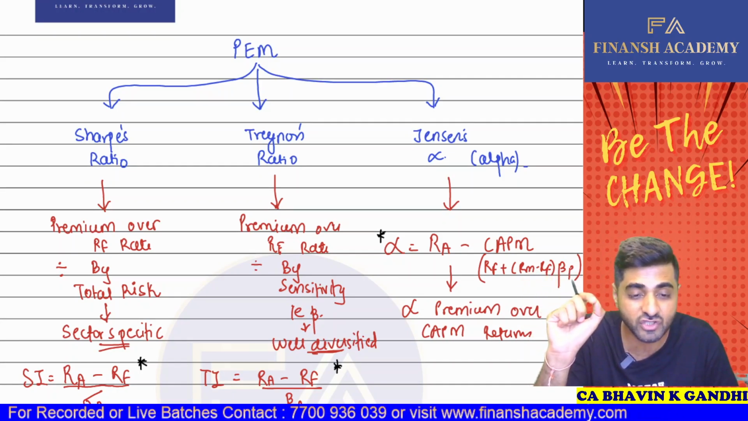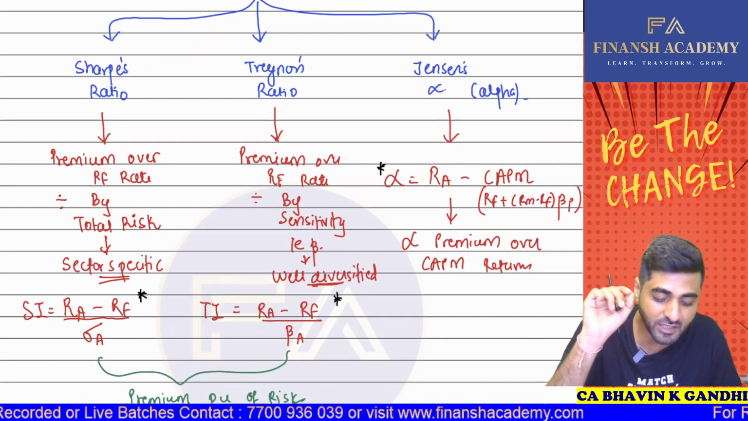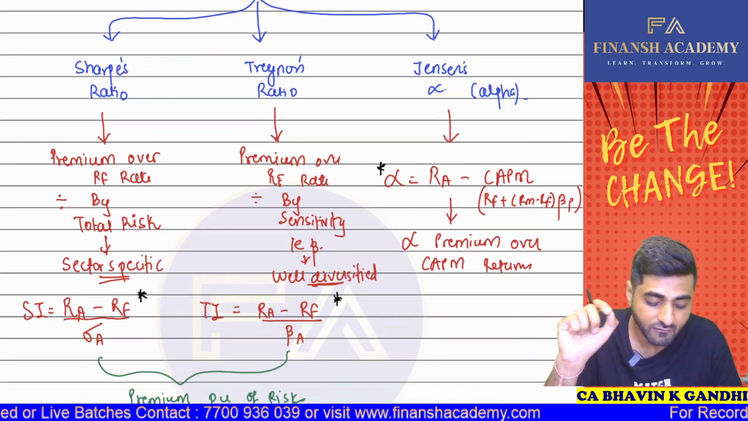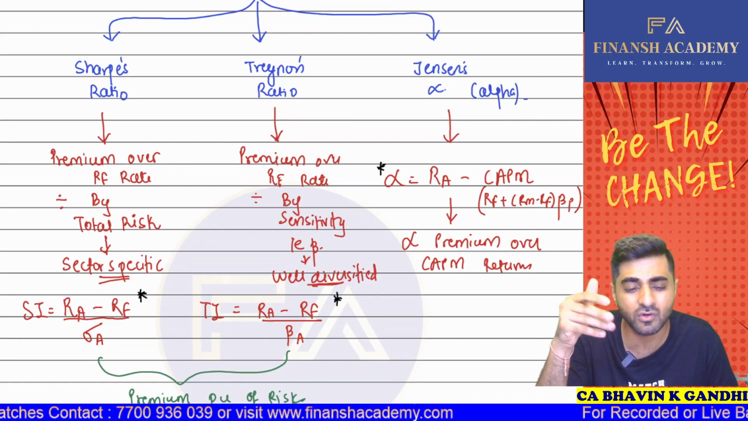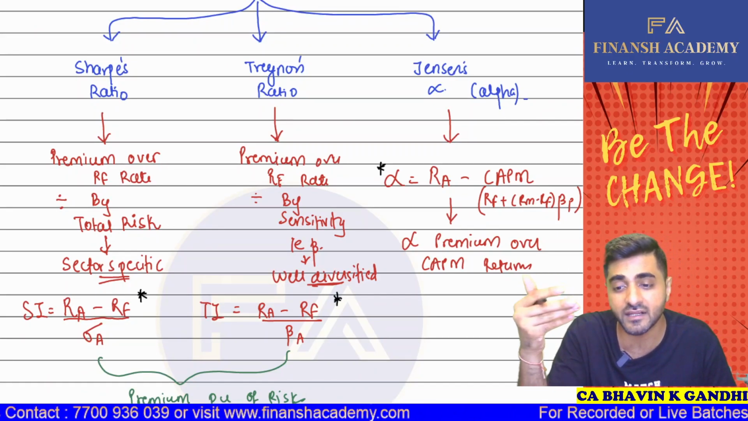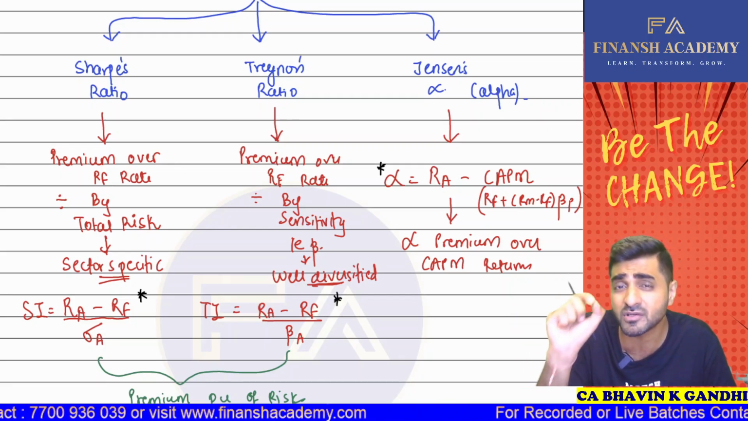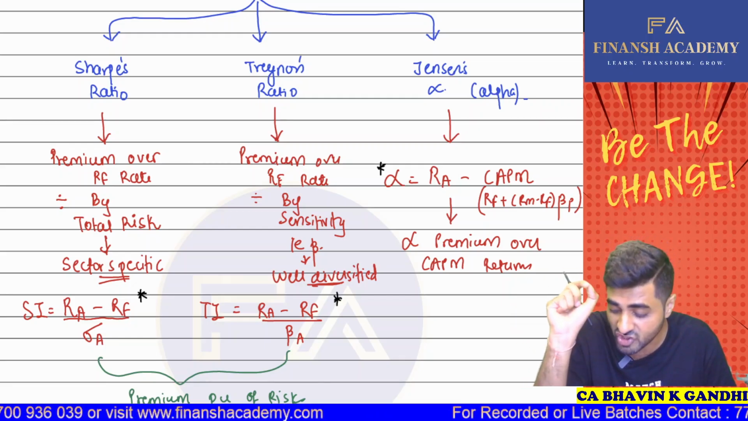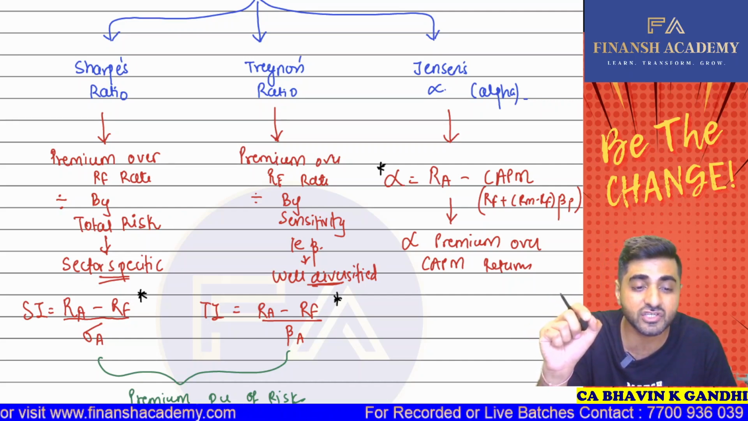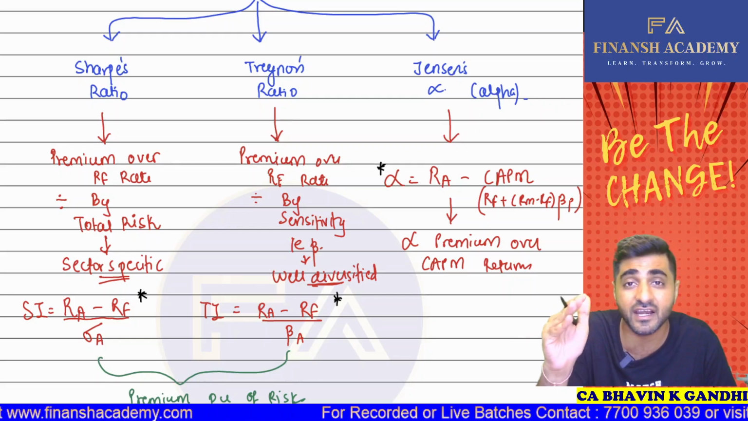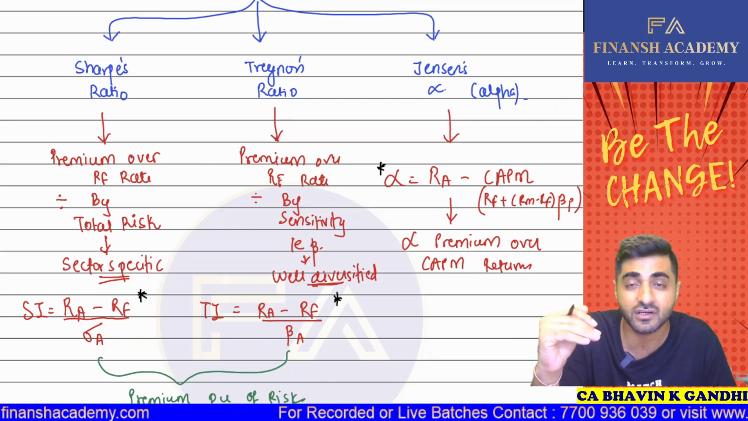So in your Sharpe ratio, you can all see that there is a premium over the risk-free rate, which we divide by the total risk, and this total risk is measured by way of standard deviation. So whenever you are measuring the performance of a portfolio based on the Sharpe ratio, just make sure that we are taking into consideration the premium over the risk-free rate and dividing that by the standard deviation.